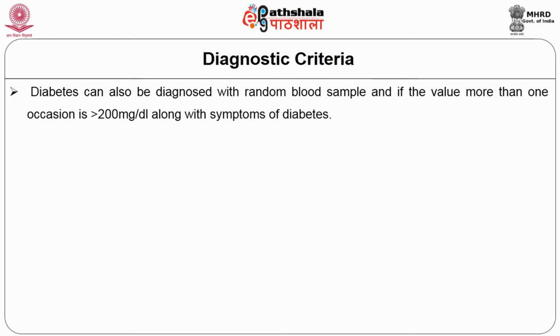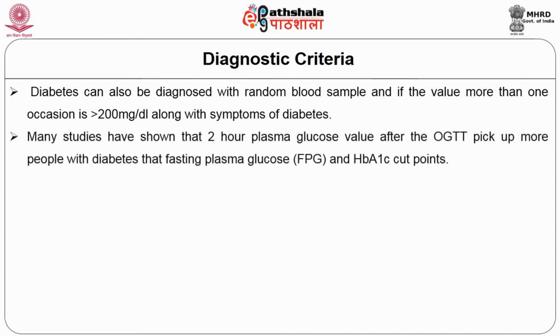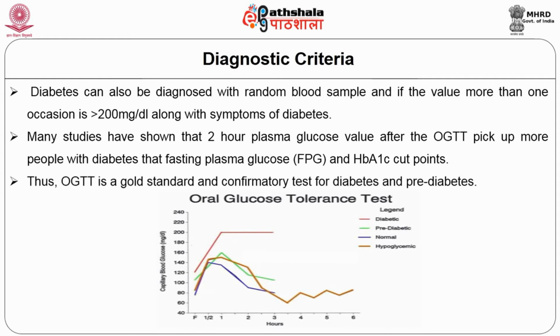It can also be picked up with a random sample if the value is above 200 mg per deciliter along with symptoms of diabetes. And with the glycated hemoglobin A1C, which gives you the overall 3 months control, if the values are greater than 6.5. Many studies have shown that the 2-hour plasma glucose value after the OGTT picks up more people with diabetes than the HbA1c cut points. Thus, OGTT is the gold standard and confirmatory test for diabetes and pre-diabetes.